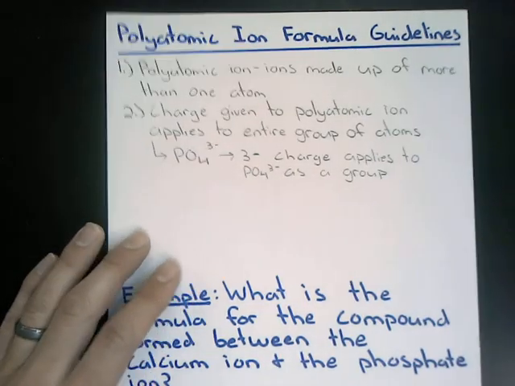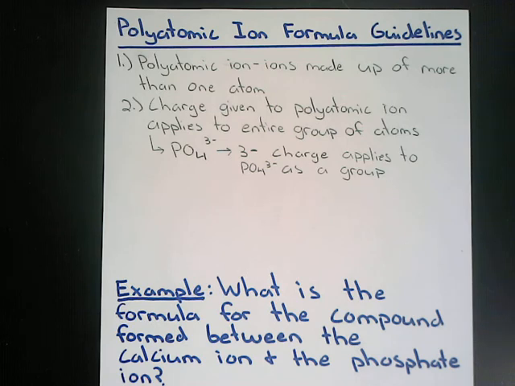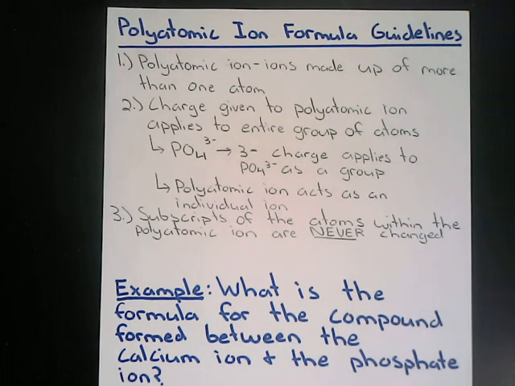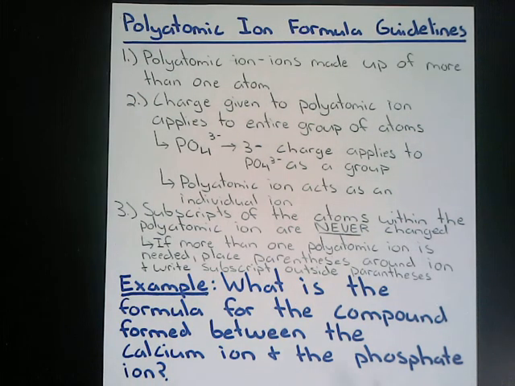Another thing to note is that the entire polyatomic ion is acting as one single ion, or one single unit. The other really important, major difference between polyatomic ions and normal atoms is this: the subscripts of the atoms within the polyatomic ion are never changed. So if you need more than one of those polyatomic ions, you place parentheses around that ion and write the appropriate subscript outside the parentheses.